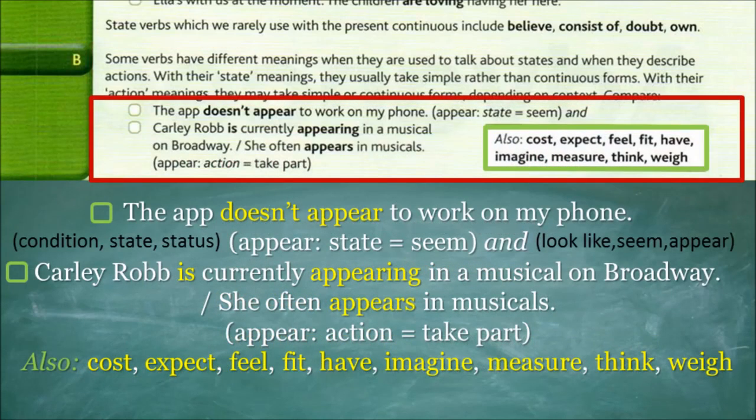The app doesn't appear to work on my phone. Appear is state. Equals seem. And Carly Robb is currently appearing in a musical on Broadway. She often appears in musicals. Appear is action, equals take part. Also, cost, expect, feel, fit, have, imagine, measure, think, weigh.